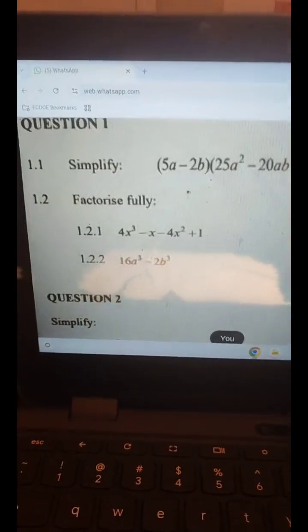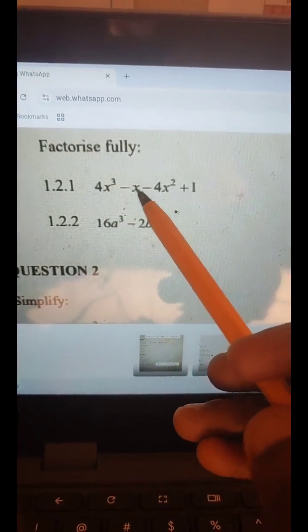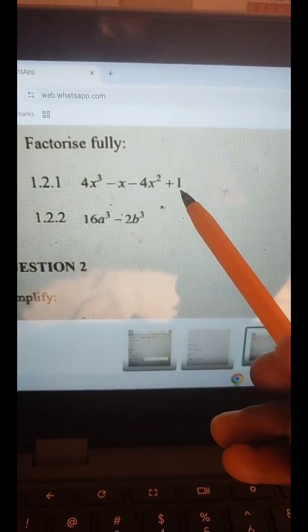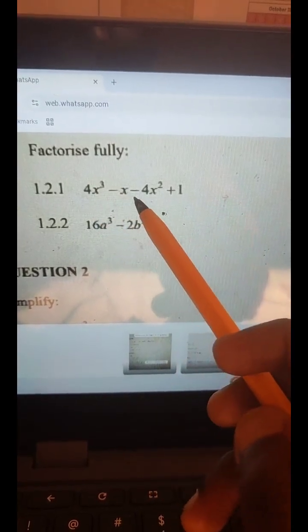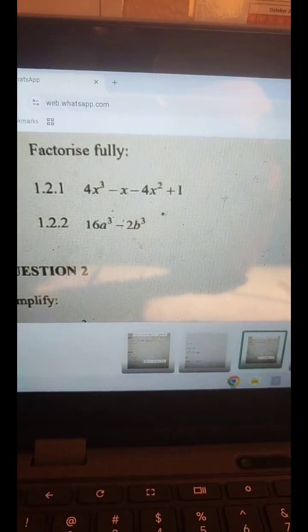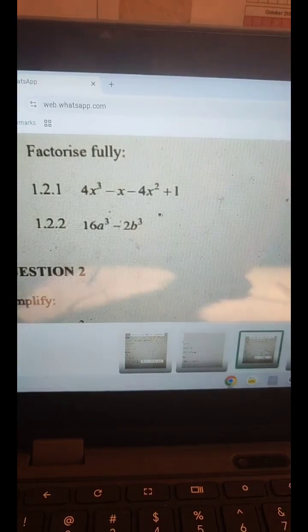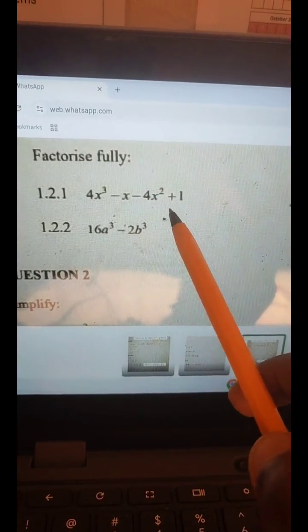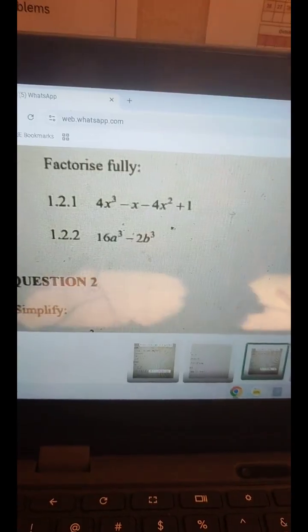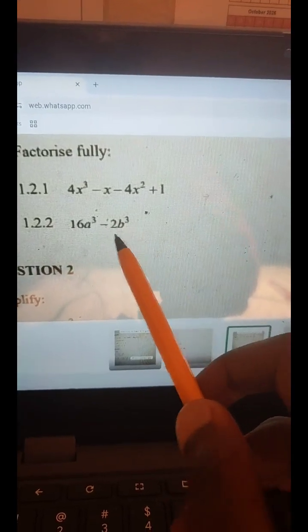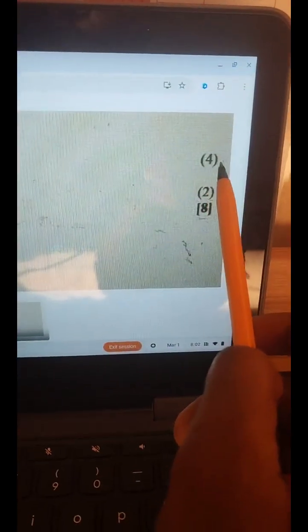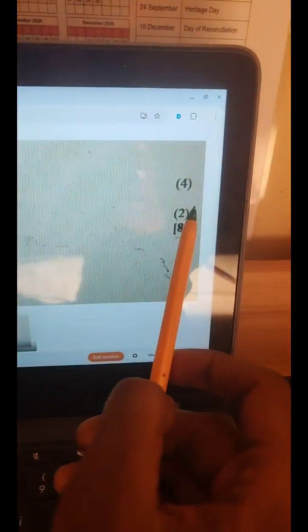To simplify the following. So let's look at the next question, because coming up is our factorization question. As you can see, the question says 4x cubed minus x minus 4x squared plus 1. And we are asked to factorize fully. As well as 1.2.2, 16a cubed minus 2b cubed. Factorize fully. The first question is for 4 marks and the second one is for 2 marks.